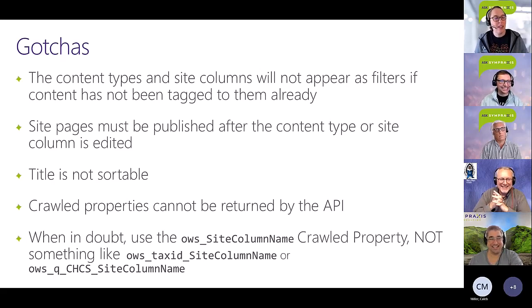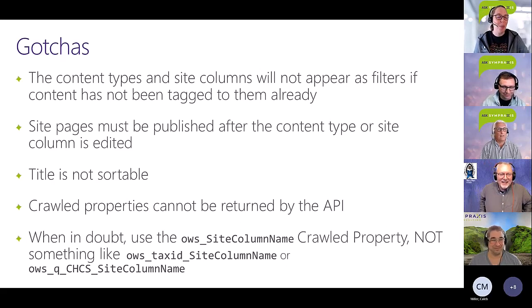Site pages, this is interesting because site pages have to be published for that column to show up. That published step is clearly something nobody was probably expecting. It was definitely a gotcha. Title not being sortable. Yeah, that's fun. Crawl properties cannot be returned by the API, and I hadn't done search in 10 years and forgot about this. So that's my contribution to today's lesson.